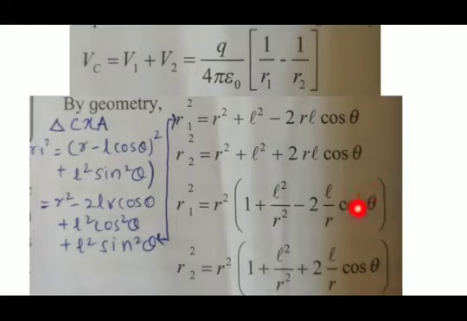Just observe this equation and now this equation. What is the change here? We have taken r square as common out of the bracket, so the remaining thing is in the bracket. Similarly, if we take r square as common in the other equation, we will have the last equation, and it will be the same, only instead of the minus we will have a plus sign. So this is r1 square and this is r2 square.